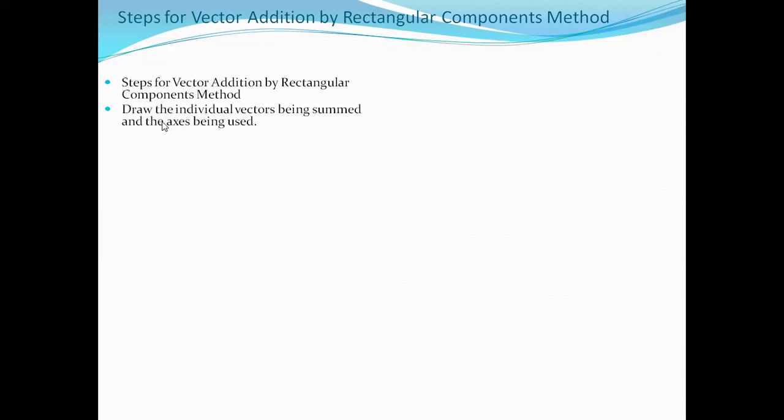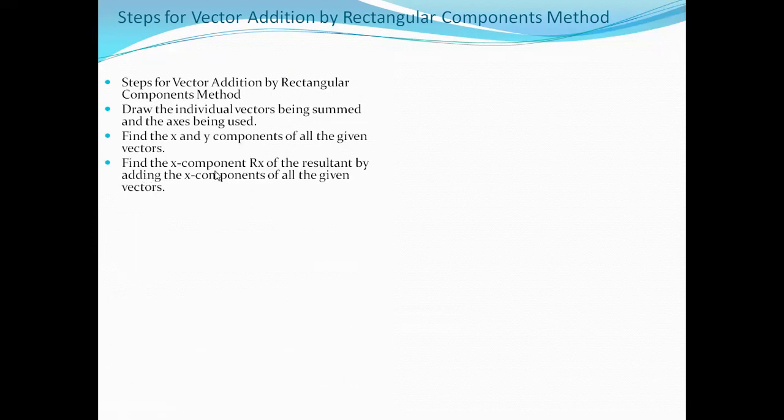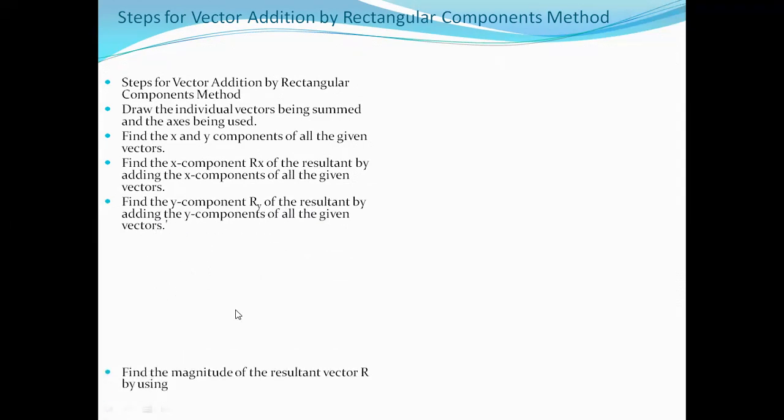Steps of vector addition by rectangular components method. First step: draw individual vectors being used, summed, and the axis being used. Find the x and y components of all the given vectors. Find the x component Rx of the resultant by adding the x component of all the given vectors. Find the y component Ry of the resultant by adding the y component of all the given vectors.